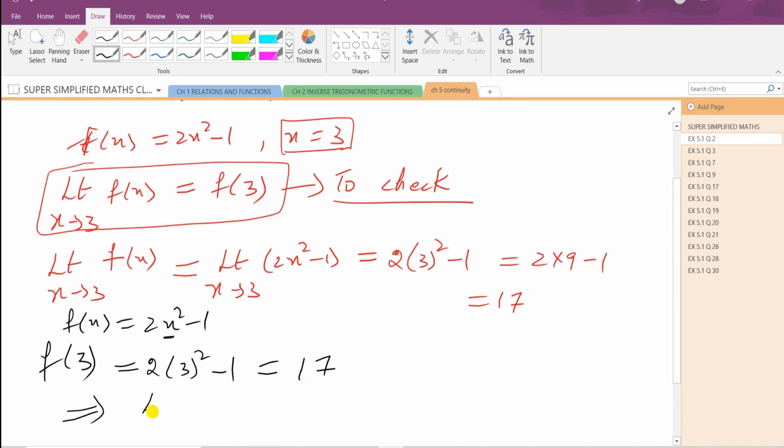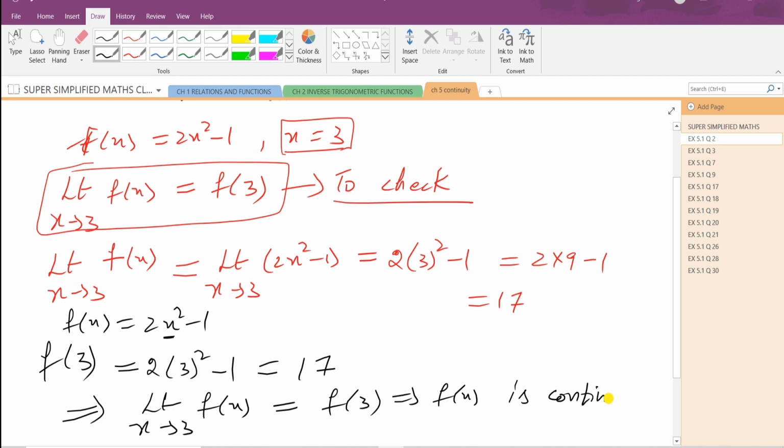So we notice that limit as x tends to 3 of f(x) is the same as the value of the function at the point 3. So this implies the given function f(x) is continuous at the point x equal to 3.